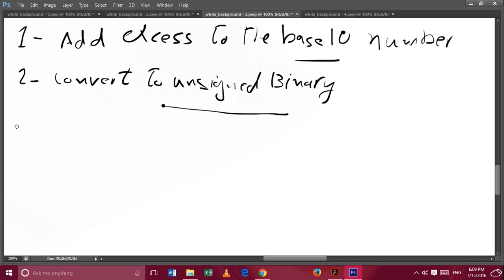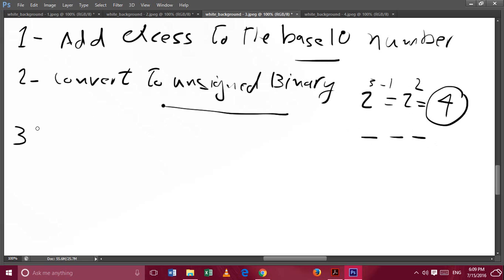So let's take an example. I want to convert 3 to excess notation, right? Okay. So if we're using 3 bits, that means the excess is 2 to the power of 3 minus 1, which is 2 to the power of 2, which is 4. So the excess is 4. So we add 4 to the base 10 number. The base 10 number means this number here. Add excess to it, so that would be 7. So we're done with the first step. The second step is to convert this to unsigned binary.